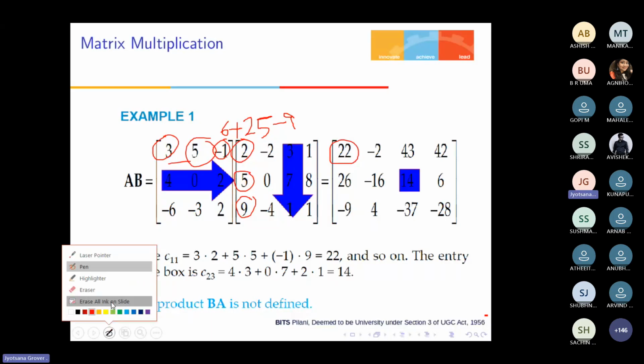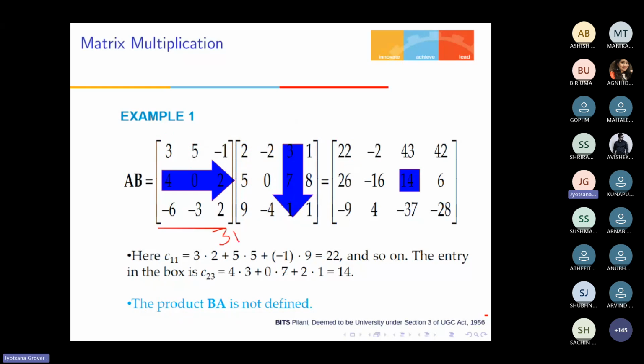Now comes, see, this is 3 cross 3. A is 3 cross 3. And B is how many rows? 3 cross 4.